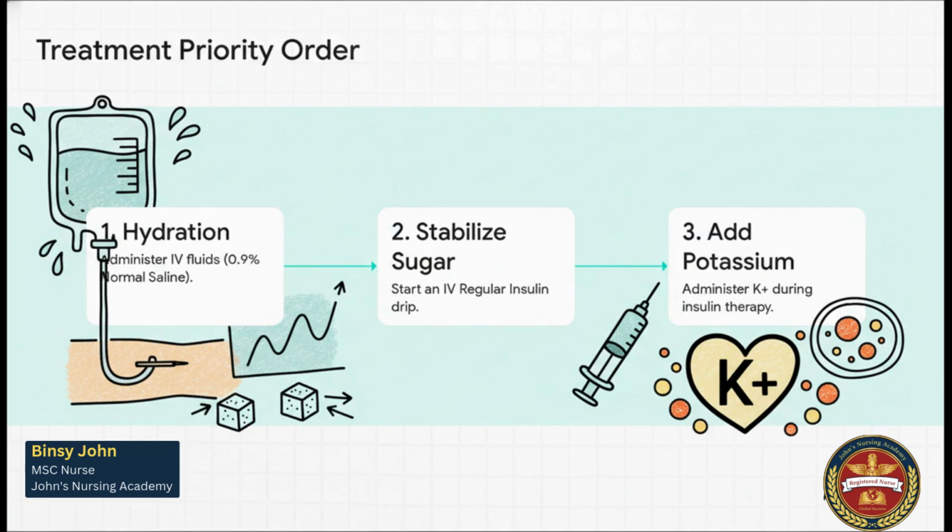And step 3, add potassium. As that insulin starts working, it shoves potassium out of the blood and into the cells. This can cause a massive drop in their blood potassium levels, which is super dangerous for the heart. So we always give potassium with the insulin to prevent hypokalemia.